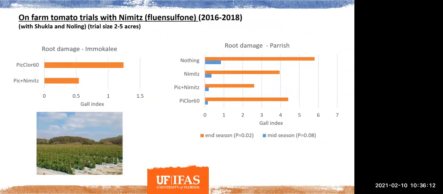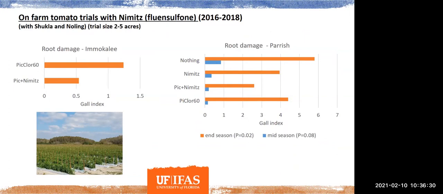Quickly, a few tomato trials we did in the past where we were looking at Nimitz, fluensulfone, and non-fumigant nematicides. It's been around several years now. We did these trials with Sanjay Shukla from Immokalee and Joe Noling from Lake Alfred, now retired. These were really large plot trials.